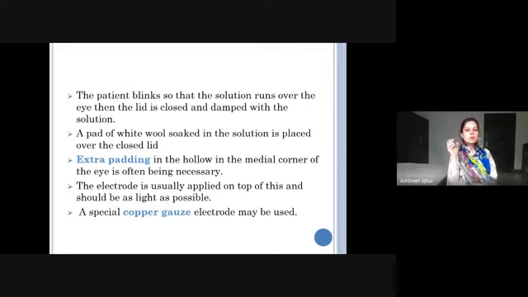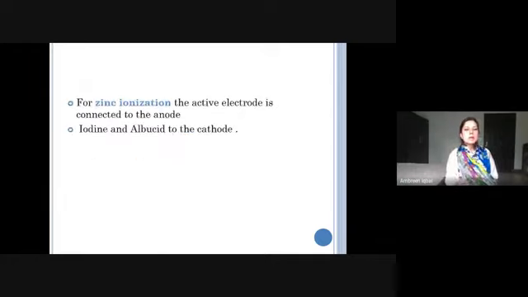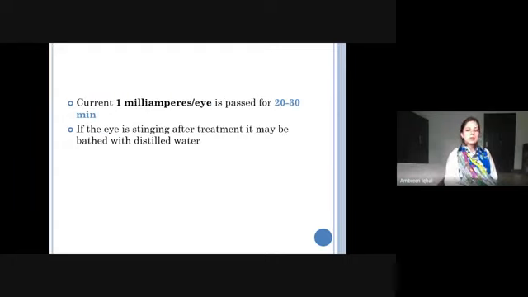A pad of white wool soaked in the solution is then placed over the closed lid. Extra padding is done on the hollow surface in the medial corner of the eye to equalize the surface. Then the electrode is applied on top of this, and it should be as light as possible. A special copper gauze is used for this purpose. For zinc ionization, the active electrode would obviously be the anode. For iodine and albucid ions, the active electrode would be the cathode. You apply the current for 20 to 30 minutes. If the eye is stinging or irritated after treatment, it must be bathed with distilled water.